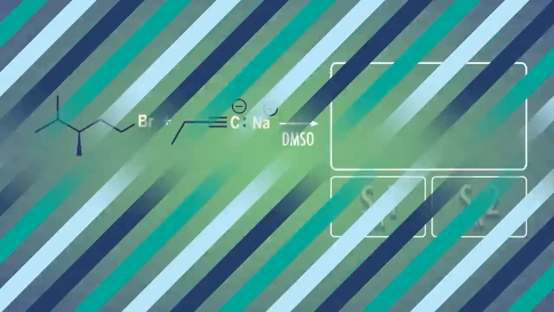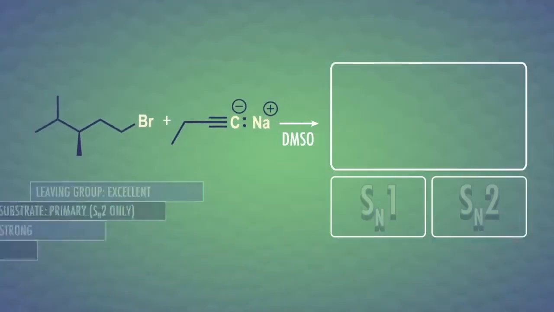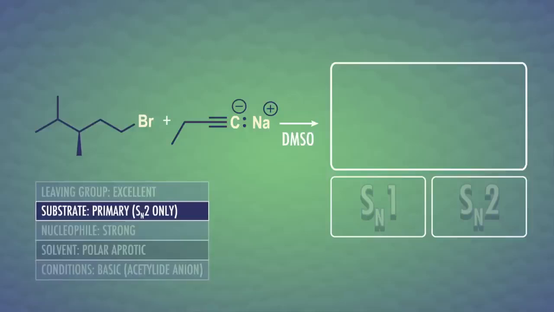Finally, our last problem, a reaction between a bromide and an acetylide anion. Our substrate here is a primary alkyl bromide, which rules out SN1 right away because SN1 reactions can only happen with secondary or tertiary substrates. To double check, our nucleophile is the strongly basic acetylide anion, and our solvent is polar aprotic. That ticks all of the boxes for an SN2 reaction. That's all we have for now, but keep practicing.